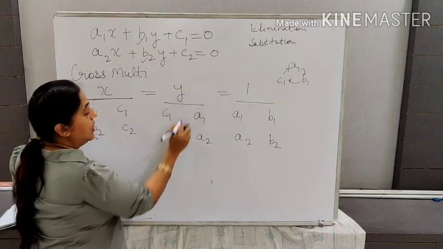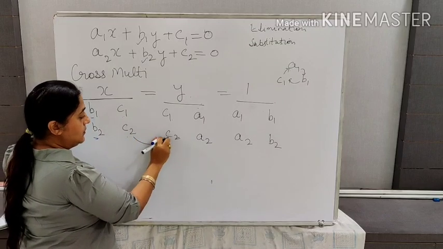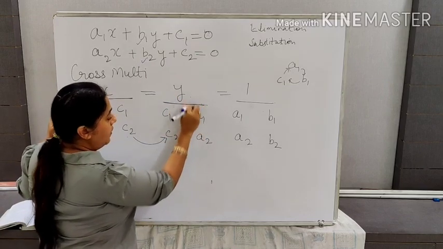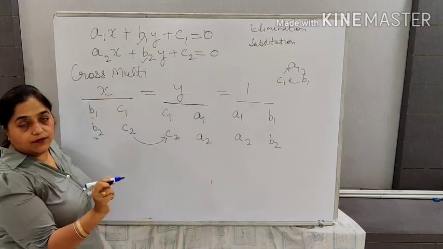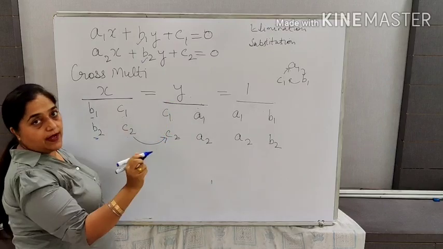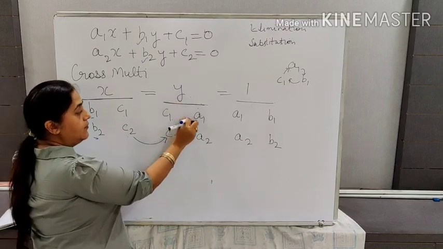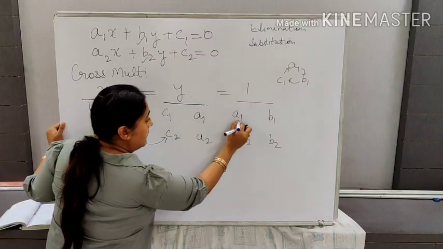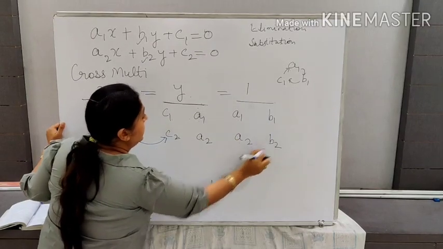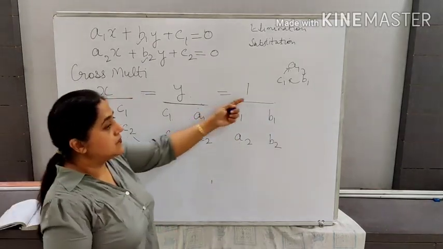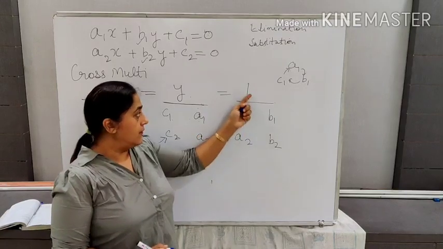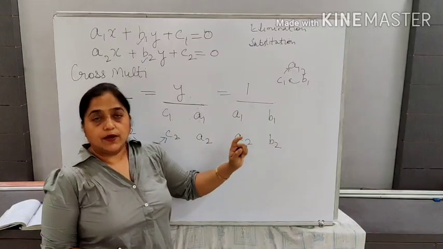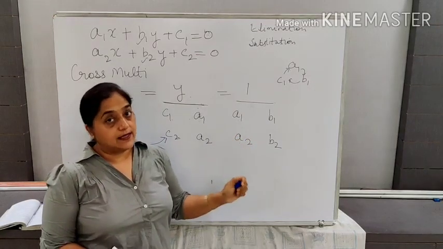Now in case of y, how will you write? You will repeat this c1, c2, and in the denominator you will not write the coefficients of y, because the denominator of y is only this. So it is a1, a2. Now again, what will I do? I will repeat a1, a2, and here I will write b1, b2, because here it is 1. And in the denominator of the constant, we will not write the constant terms, we will write the coefficients of x and y.